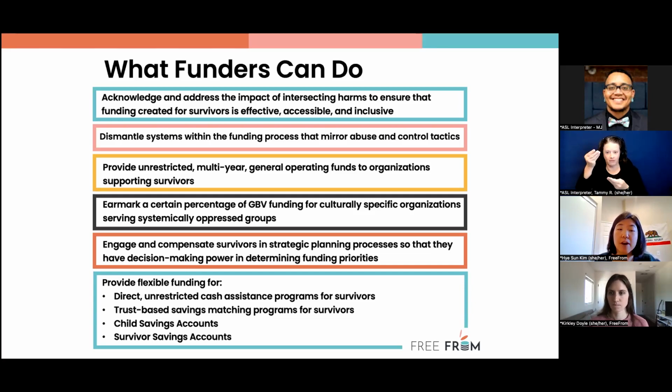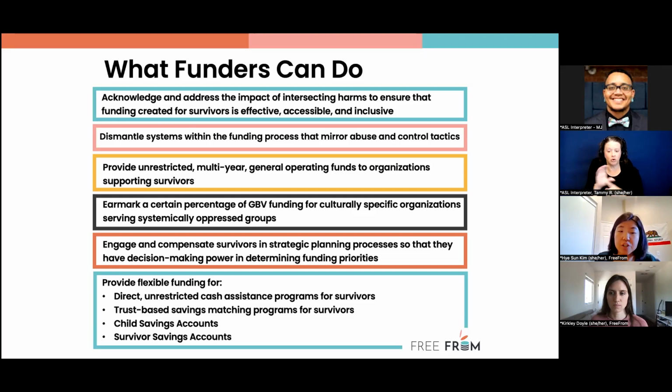Funders should also provide unrestricted multi-year general operating funds to organizations supporting survivors. And we've heard from many service providers that having increased flexible funding will help them better support their survivor clients. Funders, as mentioned earlier, should also earmark a certain percentage of GBV funding for culturally specific organizations.